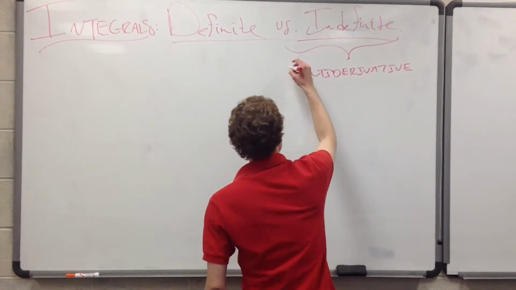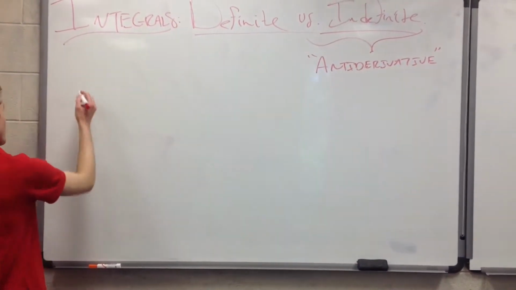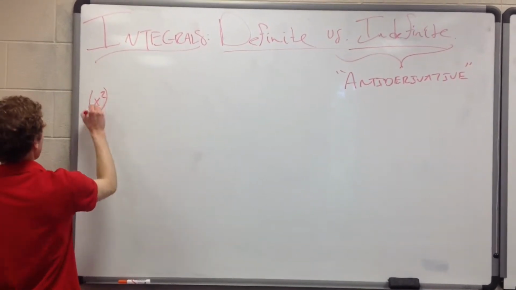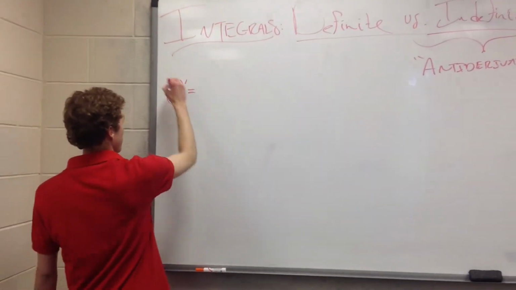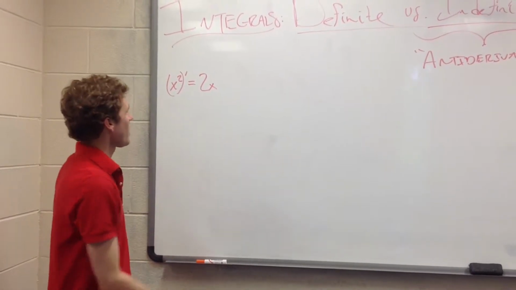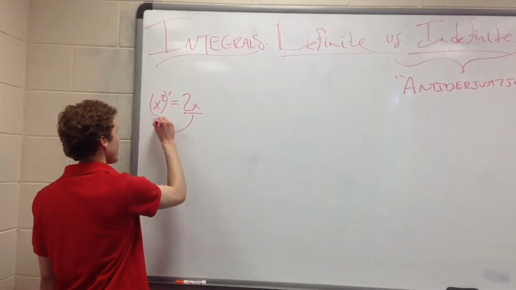All right, so what do we mean now? What do we mean by antiderivative? Well, if we take the derivative of x squared, we get, bring the 2 down, 2x, using the power rule. Then the antiderivative of 2x is just x squared.